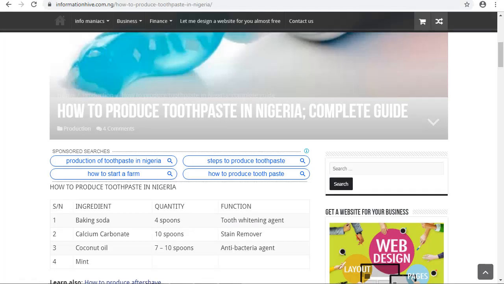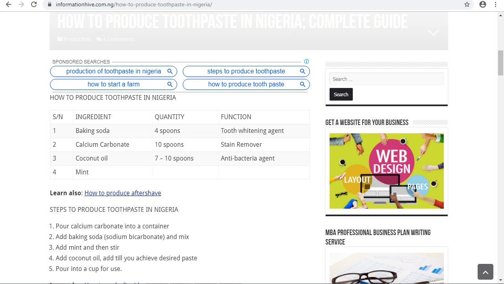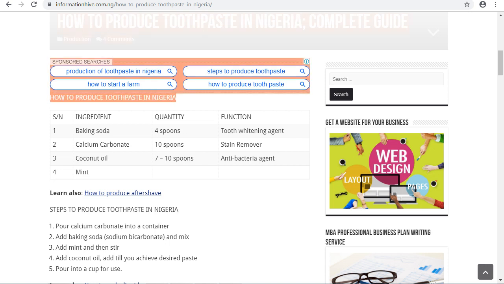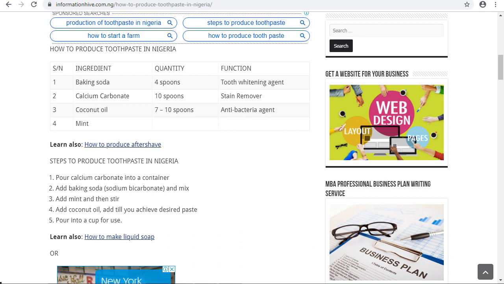So in this tutorial, we're going to learn how to produce toothpaste in Nigeria. All of us know what toothpaste is. Toothpaste is that paste you use on your brush to brush your teeth, to make your teeth look fine, and also remove some bacteria in the teeth and all that. So that is toothpaste. So how do we produce it in Nigeria? It's a profitable business. You can produce it.